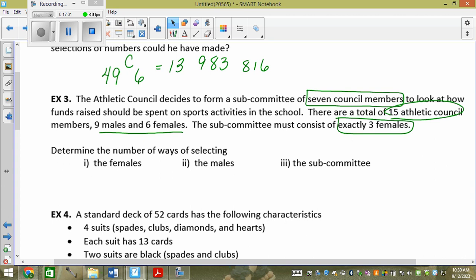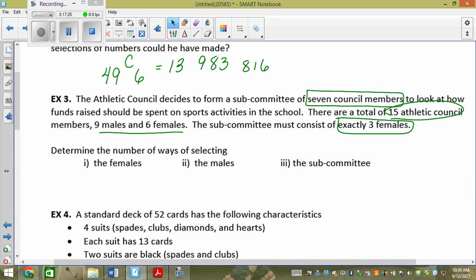There's no special jobs. So it is a combination, because if I'm picked first or seventh, I'm just on the committee or I'm not. The way to turn that to a permutation is give those 7 people different jobs: president, vice president, secretary, treasurer, and so on. 7 jobs. It would be a P then, because the order in which you were picked first or seventh would give you a totally different outcome. Therefore, order would matter and would be a permutation.